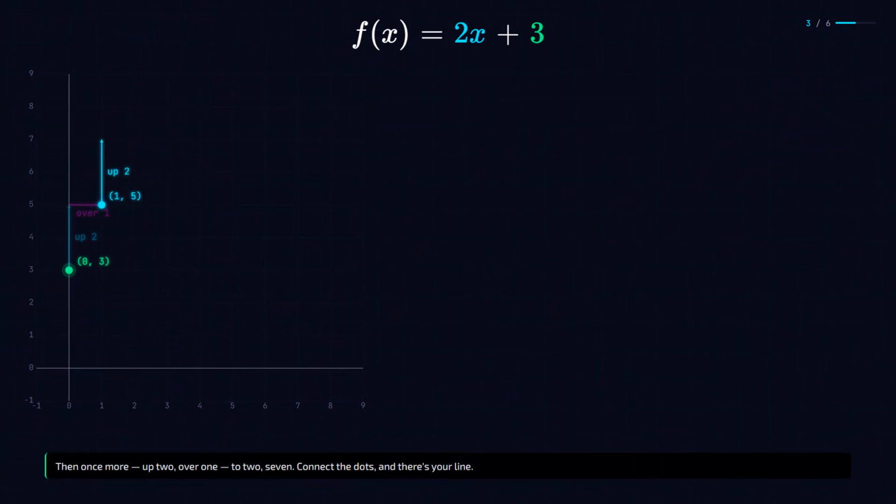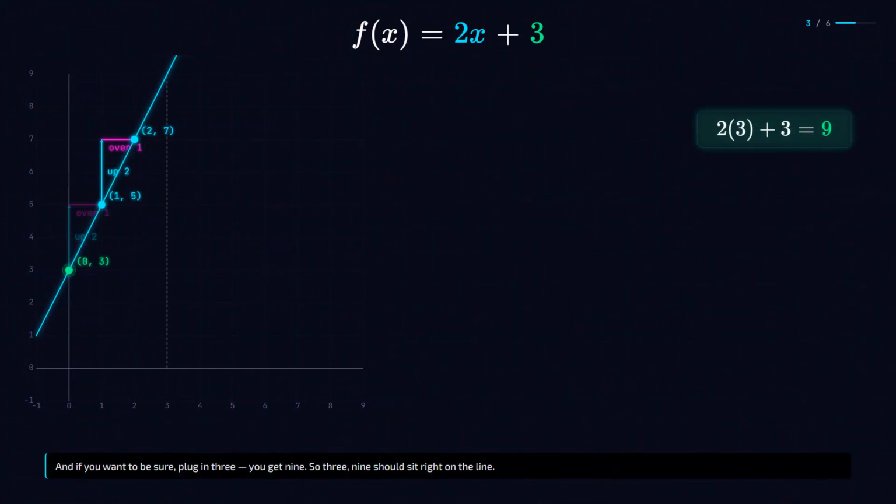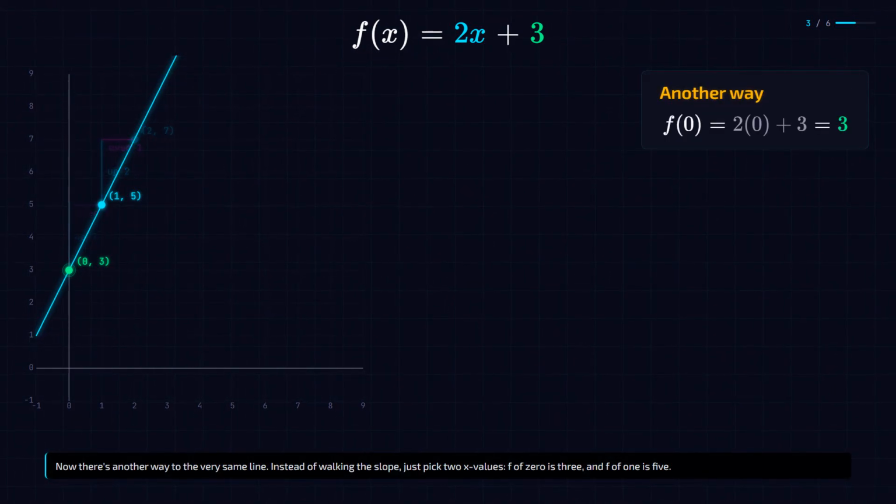Then once more, up 2, over 1, to 2, 7. Connect the dots, and there's your line. And if you want to be sure, plug in 3, you get 9. So 3, 9 should sit right on the line. Now there's another way to the very same line.